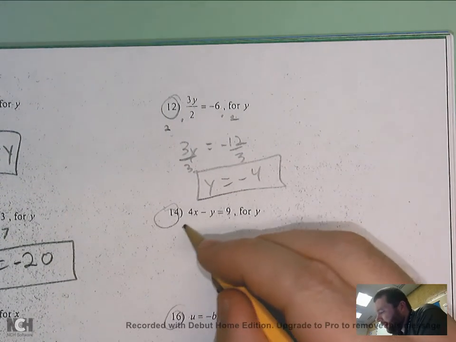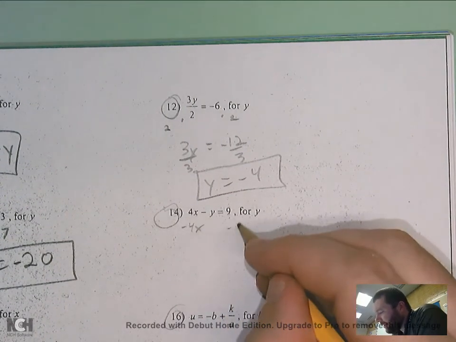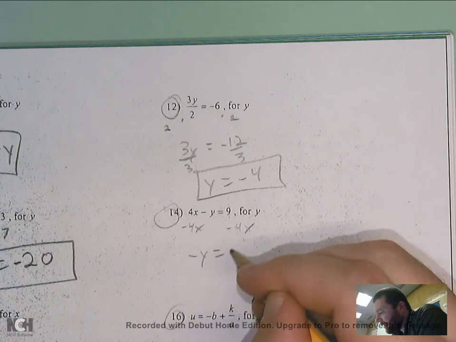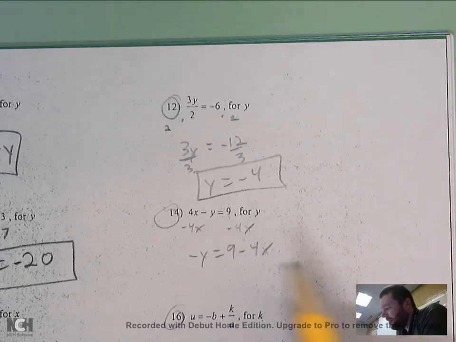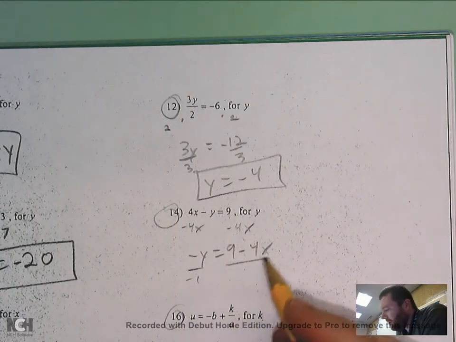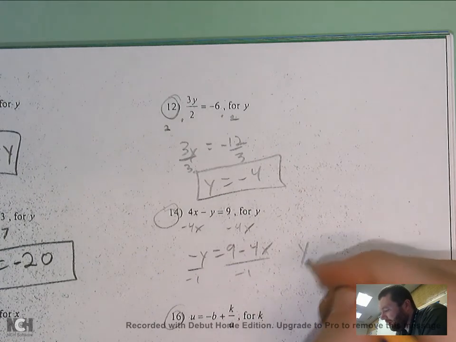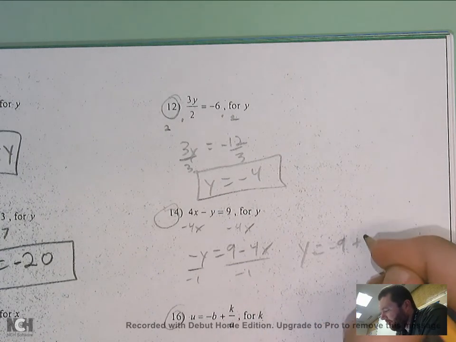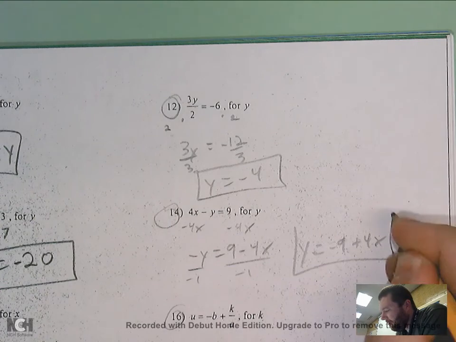Solving for y, get rid of that 4x first, so minus 4x. Leaves me with negative y is equal to 9 minus 4x. And then divide by the negative, and it just changes the signs. So y is going to equal negative 9 plus 4x. Y is by itself. I'm done.